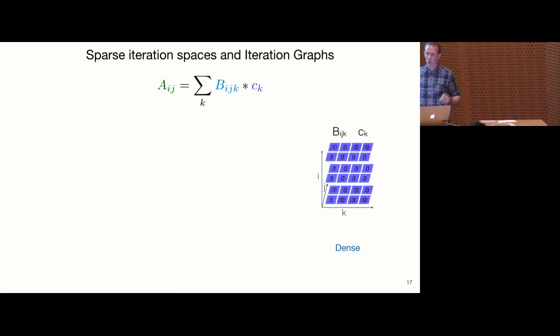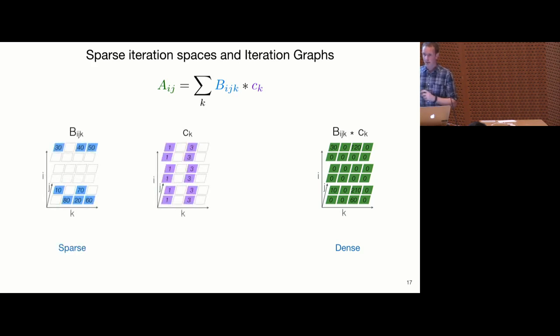And to multiply them together, we just put these two iteration spaces on top of each other. We iterate over their intersection because it's a multiplication. And then for each point, we compute. But the intersection is trivial because both are dense. So we just iterate over all the i's, all the j's, all the k's. So that's the dense case. And that's a fairly straightforward case, and it's been studied a lot. So a lot of sophisticated things have been done for dense computations.